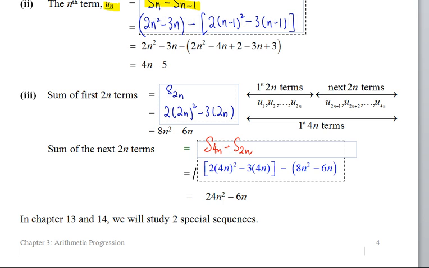Why, a printing error? Sorry, better check. In chapter 3 and 4, not 13 and 14. Bit of a correction here, sorry. In chapter 3 and 4, we will study two special sequences. Alright?